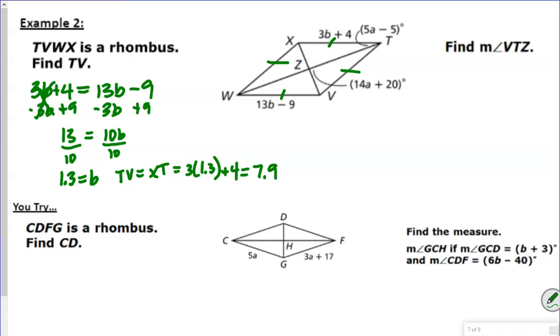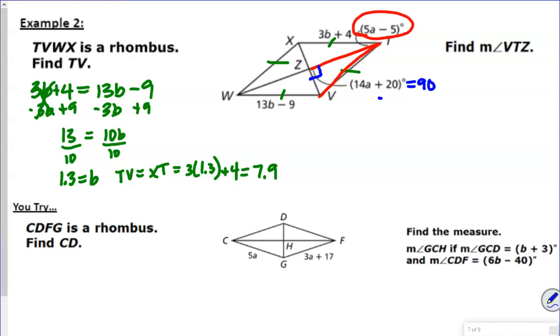Well, I think they're asking us for VTZ, that angle right there, and it says that is 5a minus 5. But to find that, I got to find a, right? Now, remember that all the angles in the center here are perpendicular, right? So that's a right angle right there. So can't we set this equal to 90? Indeed. And then we can use that to solve for a, and then we can plug that a back up there in that 5a minus 5 equation.